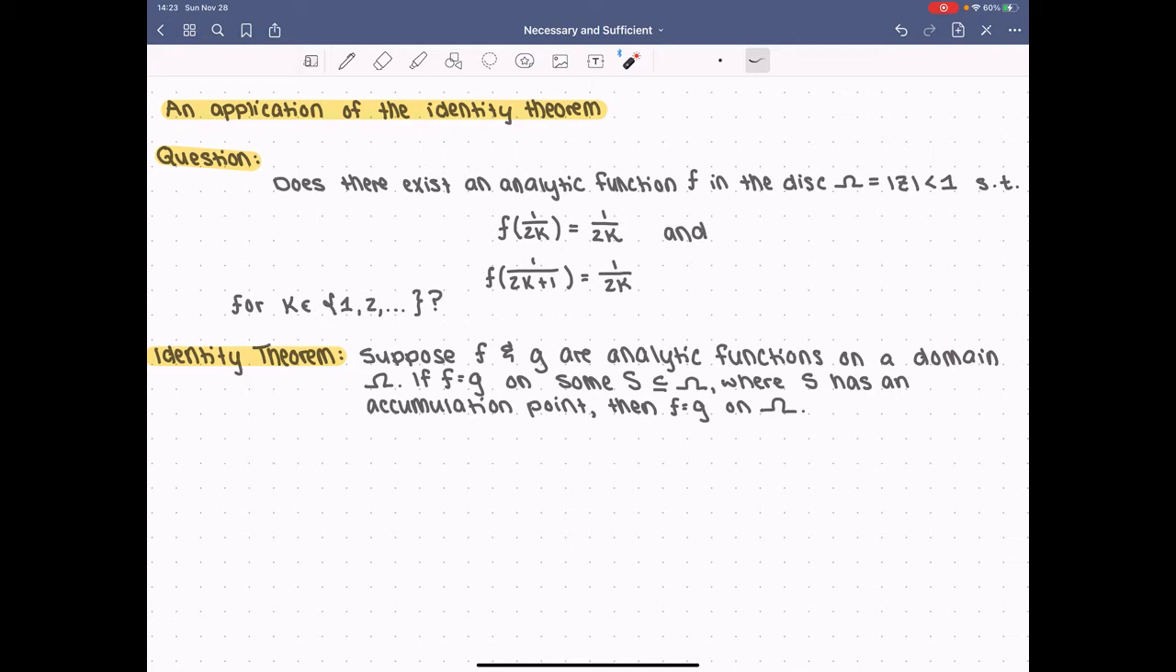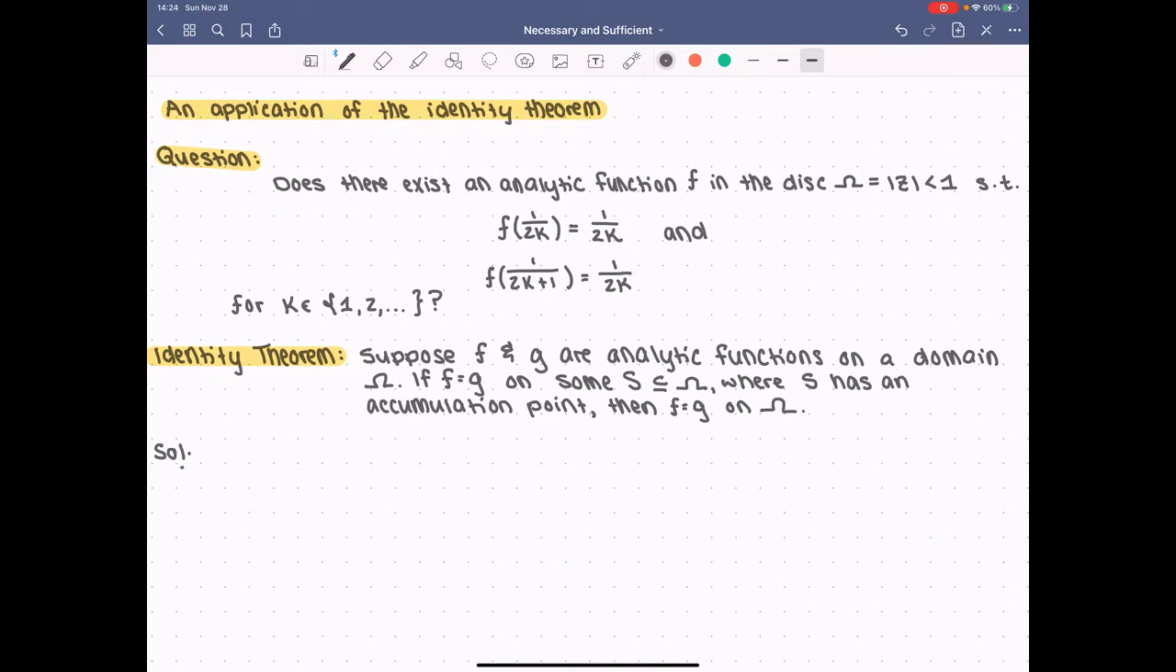And while you're thinking about that, let's review the identity theorem. So this is going to be the main tool we have to solve this type of problem. So suppose f and g are analytic functions on a domain omega. If f is equal to g on some s, which is a subset of omega, where s has an accumulation point, then f is equal to g on omega. All right, so let's actually go through the solution.